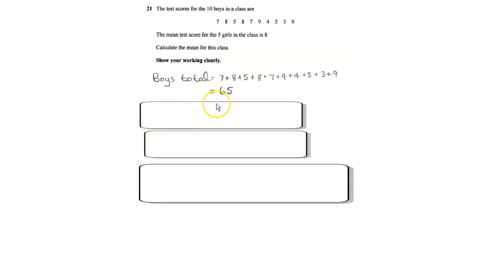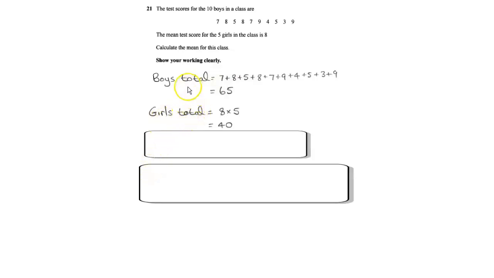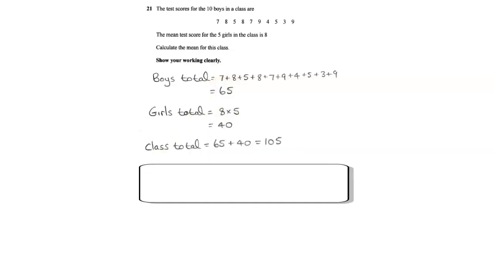So the first thing to do is to get the total of the boys in the class. So the total test scores would be 65 if you add them all up. The next one would be to get the girls' total. Now there's 5 girls, and the mean is 8. So what you're multiplying is 8 times 5, which is equal to 40. So the girls' total is 40, and the boys' total is 65. So to get the class total, we would need to have 65 add 40, which is 105.